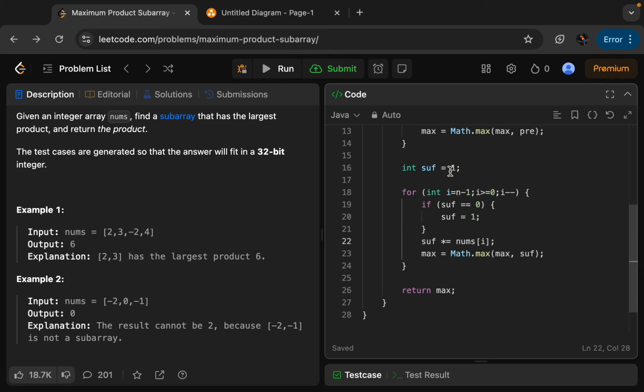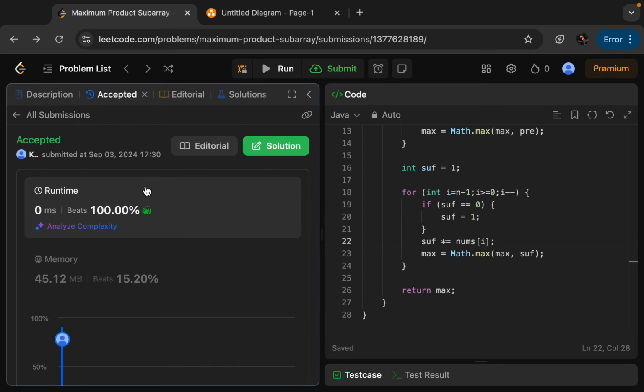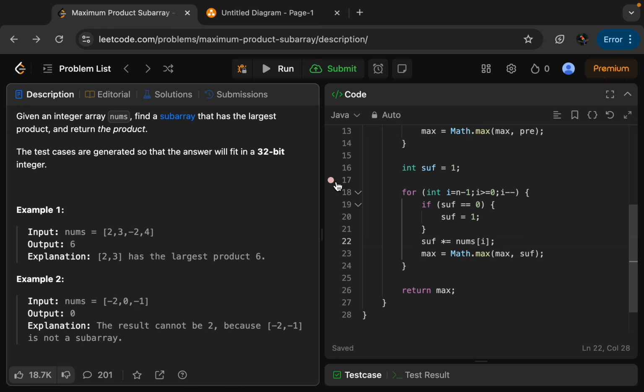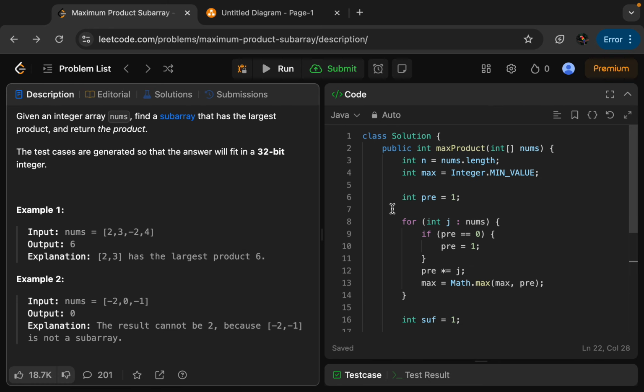So let's run the solution. So it works. So that was the solution of it. Thank you everyone.